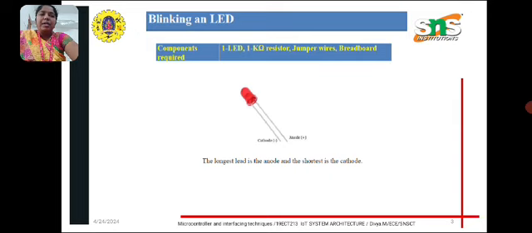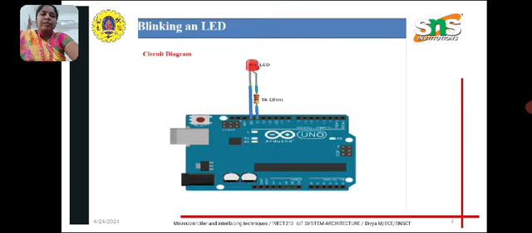The components required are one LED, a 1 kilo ohm resistor, jumper wires, and a breadboard. The LED has two terminals, the cathode and the anode. The longest lead is the anode and the shortest lead is the cathode. Here we have connected the LED with the Arduino board, to the 13th pin, and also connected a 1 kilo ohm resistor to the 13th pin, and one pin is connected to the ground connection.